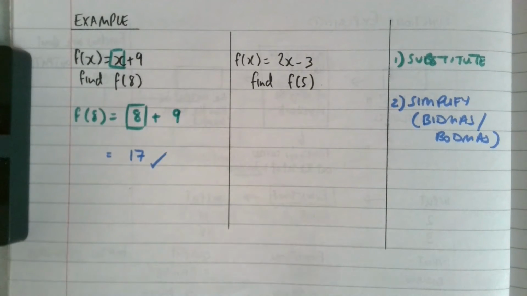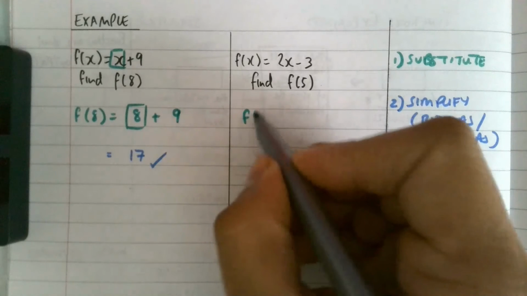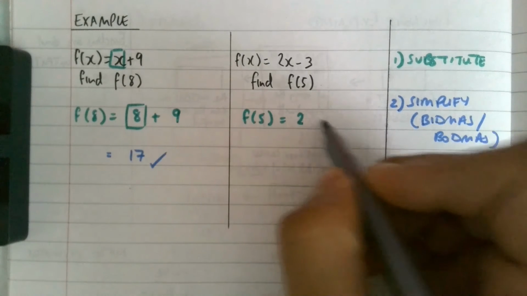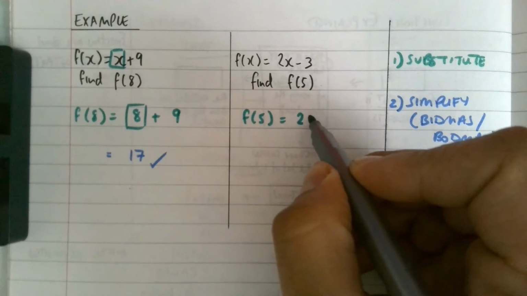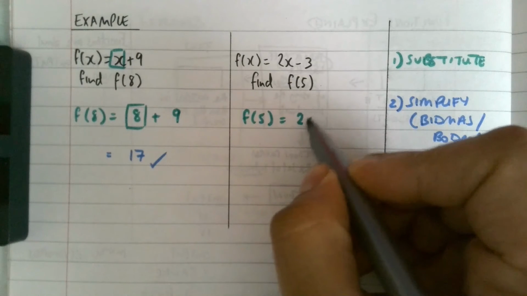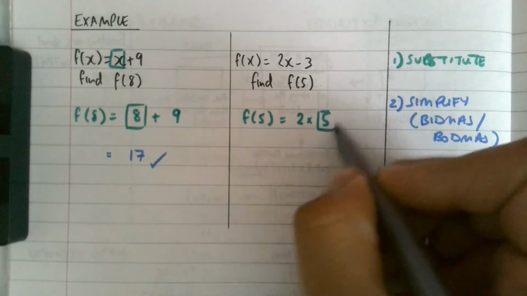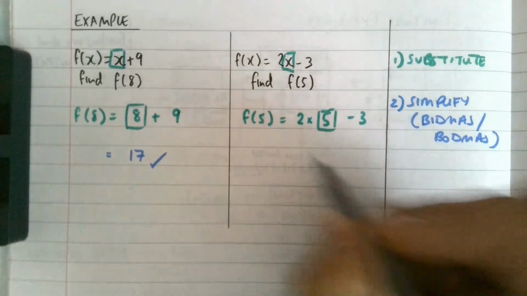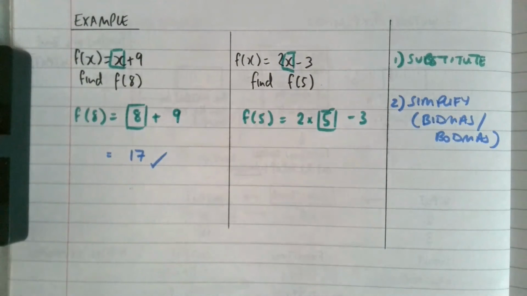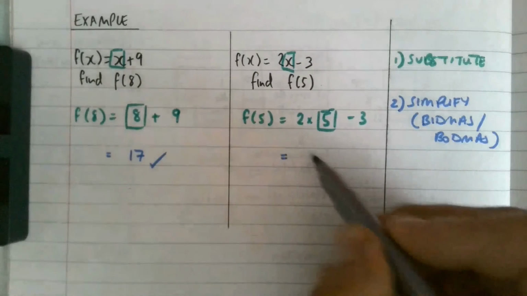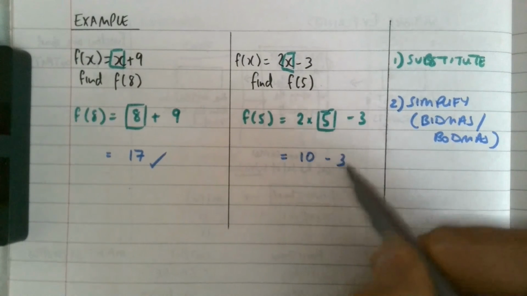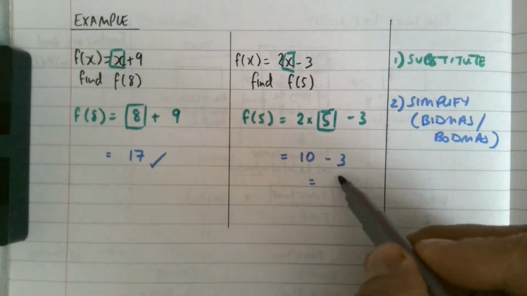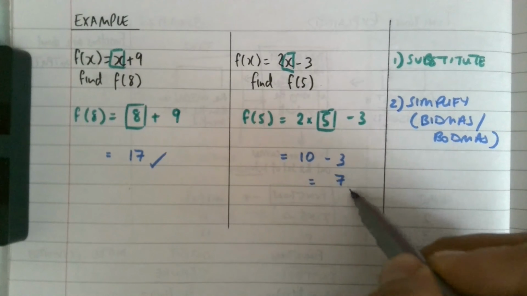And in the second, the input is 5, and our function is telling us we're doubling the input and then subtracting 3 from it. So we're doing 2 times the input, which is 5, then we're subtracting 3 from it. Again, the input is where the x is, so we're replacing the x with 5. That's our substitution step. Then we do 10 take away 3, which is going to be 7, and that is our answer.